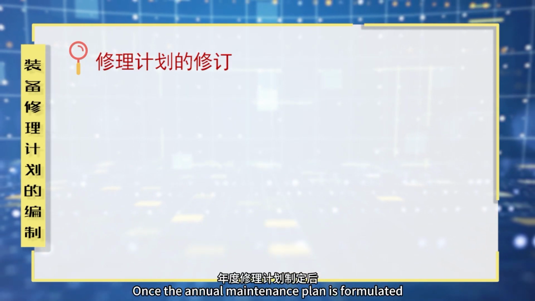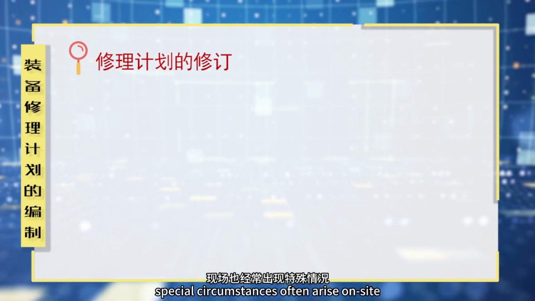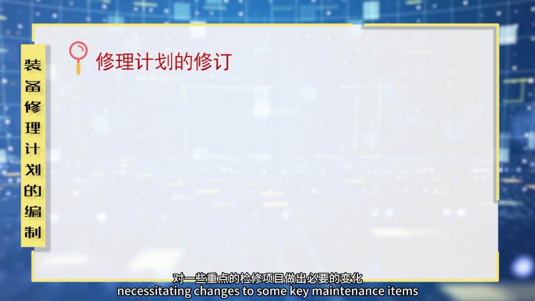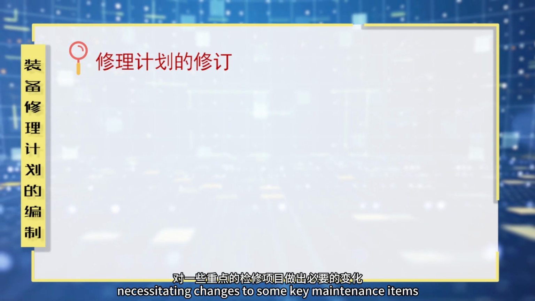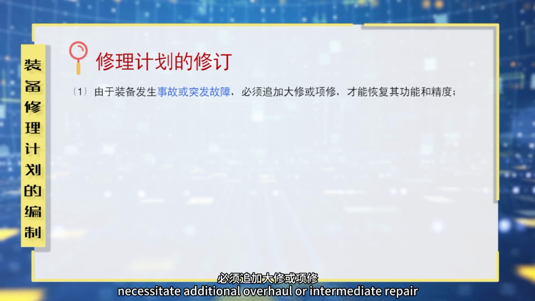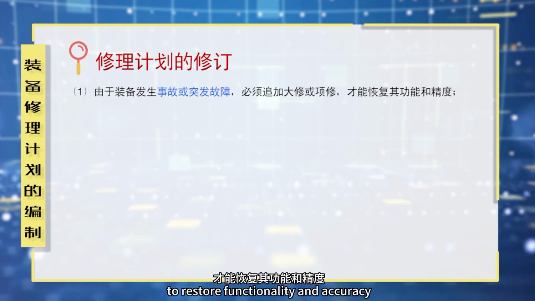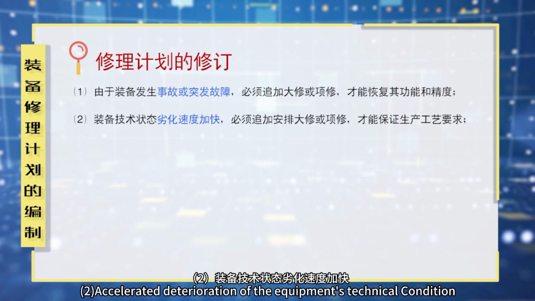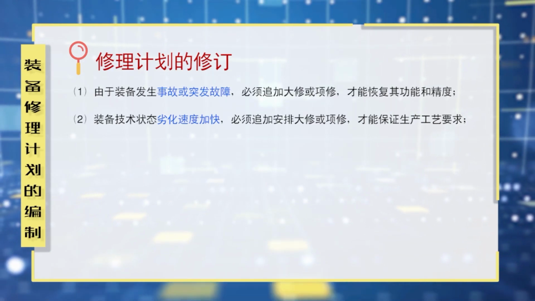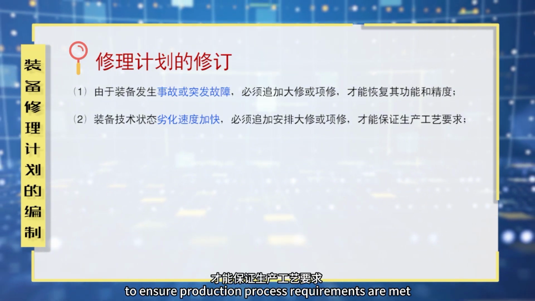Third, plan revision. Once the annual maintenance plan is formulated, it must be diligently executed. However, special circumstances often arise on site, necessitating changes to some key maintenance items. Specific situations include the following. First, equipment accidents or sudden failures necessitate additional overhaul or intermediate repair to restore functionality and accuracy. Second, accelerated deterioration of the equipment's technical condition requires scheduling additional overhaul or intermediate repair to ensure production process requirements are met.